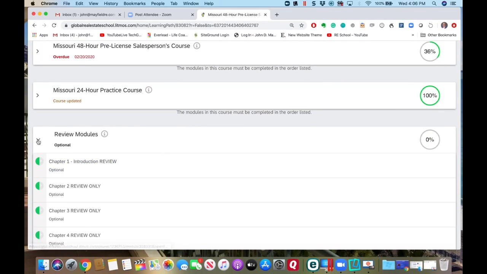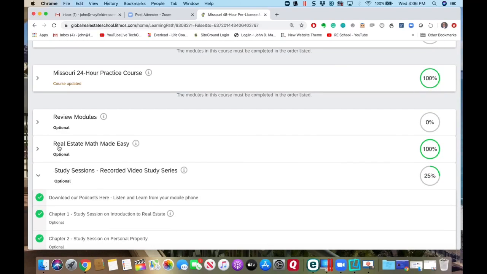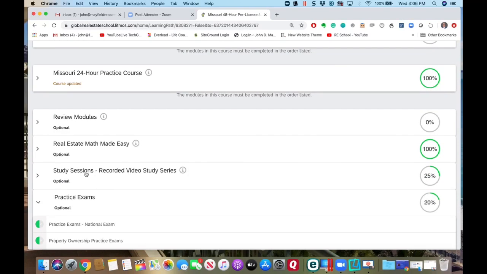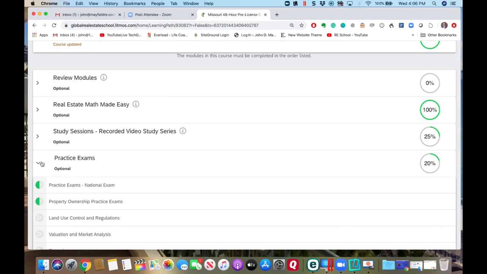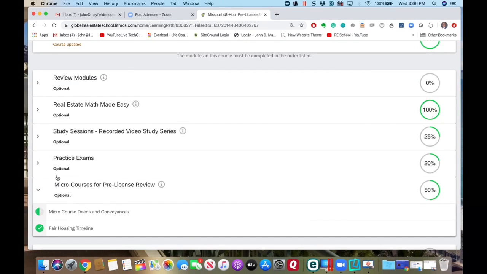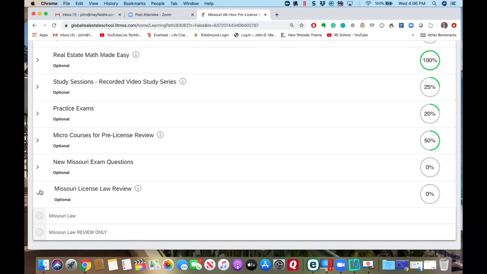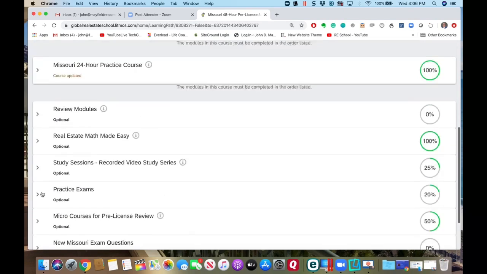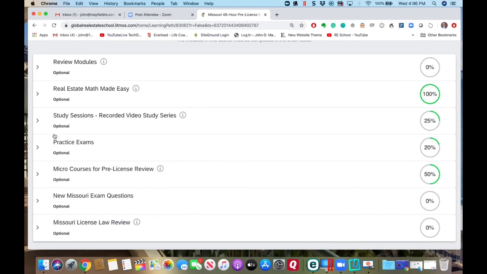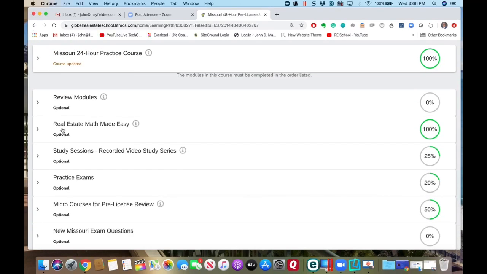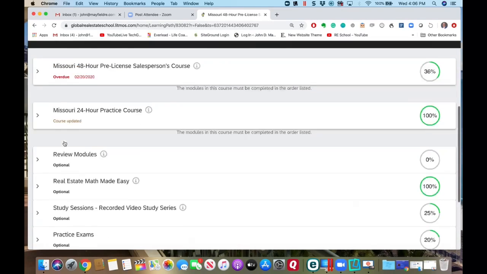These are the review modules. These are unlocked, so you can use those. We have real estate math. I have recorded sessions. I have your practice exams and these new Missouri exam questions, Missouri law review. But be sure and go in here because you have some additional materials you can study.